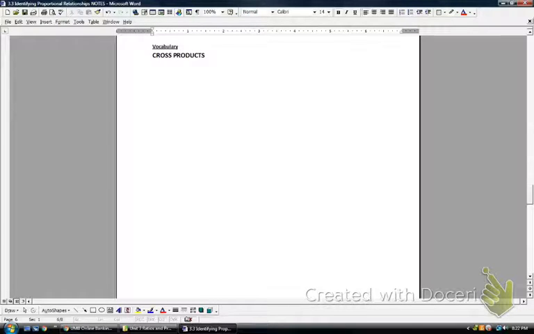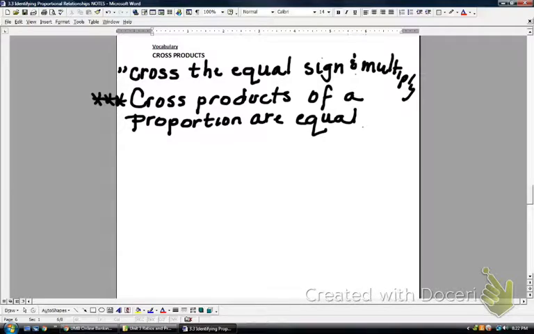Alright, so now we have another vocabulary word, cross products, or the cross product property. It might be another way that you see it. And when I hear cross products or the cross product property, I think cross the equal sign and multiply, and then cross products of a proportion are equal. So I'm going to go ahead and write that down. You can too. So there is the definition, cross the equal sign and multiply.